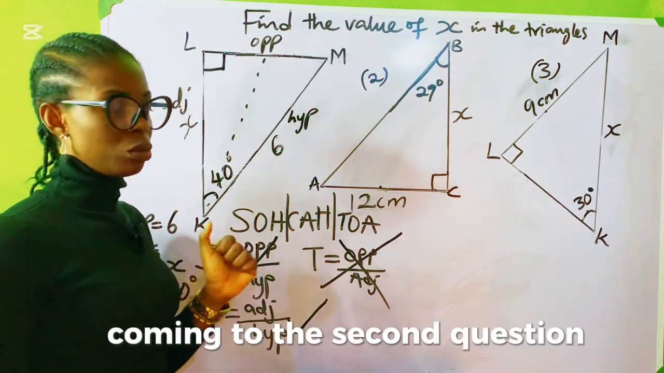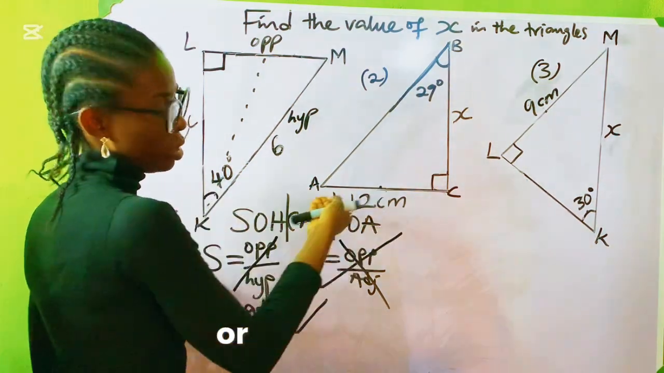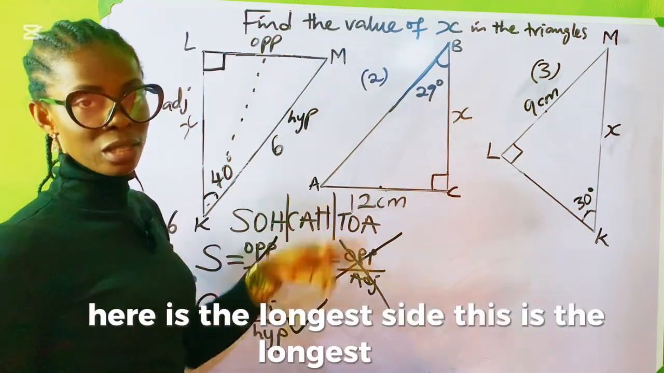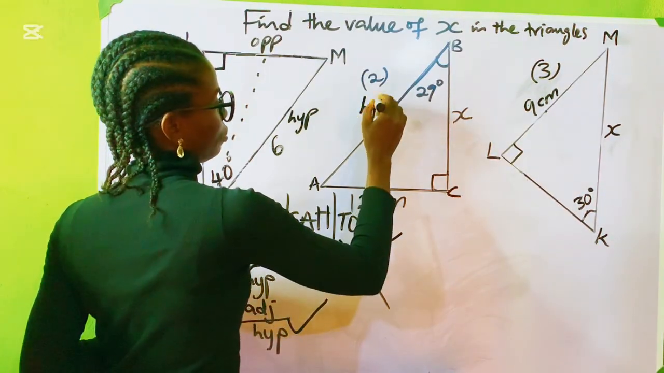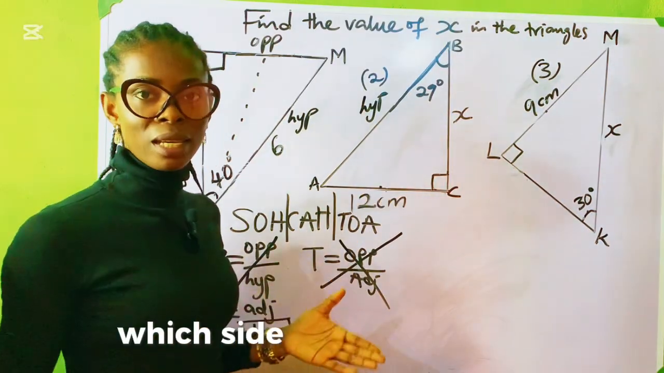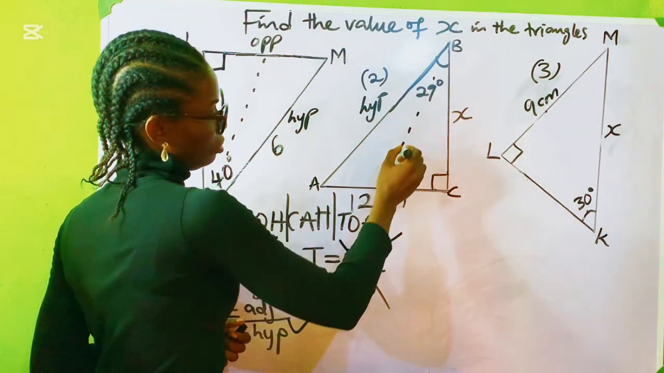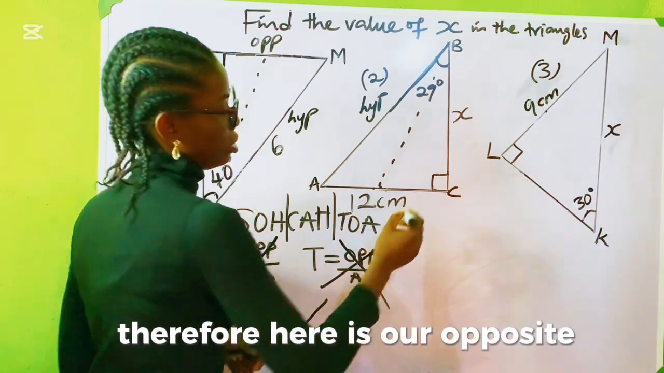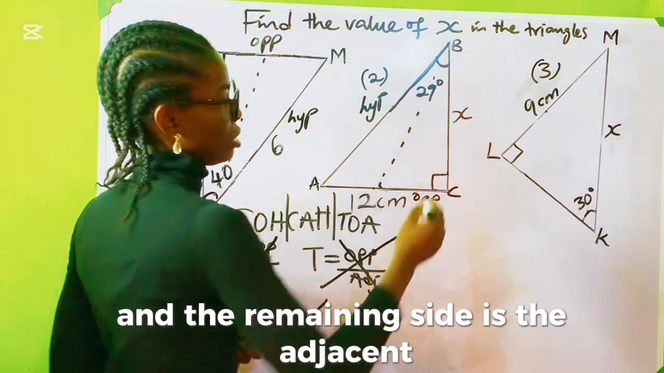Coming to the second question, which side is the longest side? Is it here, here, or here? Of course, here is the longest side. Therefore, the longest side is our hypotenuse. Here is the angle. Which side is the angle facing? The angle is facing this side. Therefore, here is our opposite. And the remaining side is the adjacent.